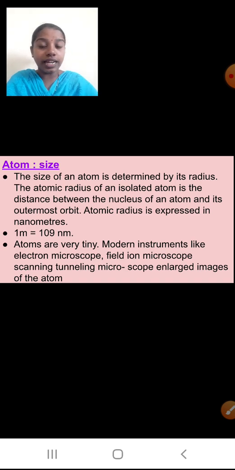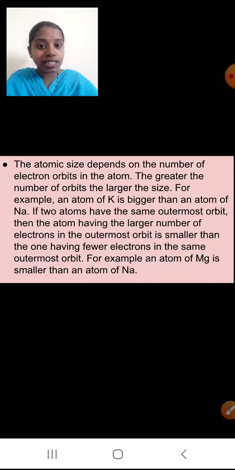Now the atomic size depends on the number of electron orbits in an atom. This we studied. All the atoms do not have only one electronic orbit, they have many electronic orbits. You have studied in 8th standard, right? K, L, M, N. We named the orbits as K, L, M, N. The greater the number of orbits, the larger is the size. Of course, if the number of orbits is more, the size of the atom is going to be bigger.